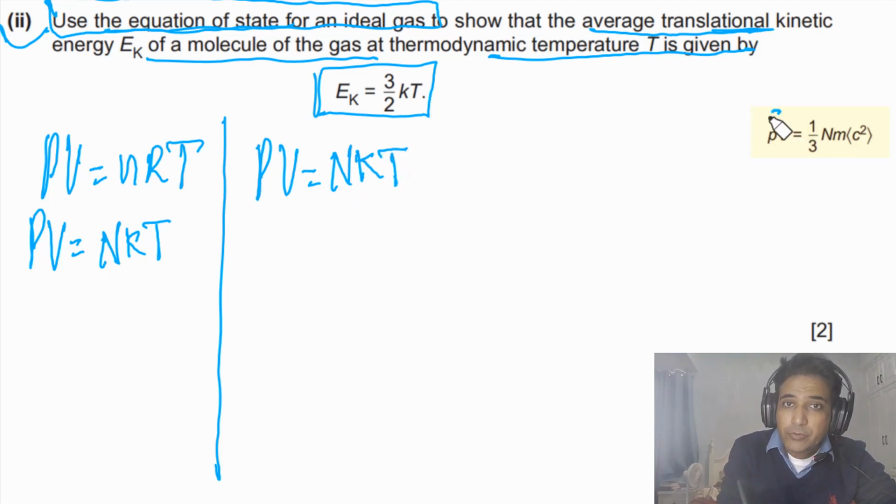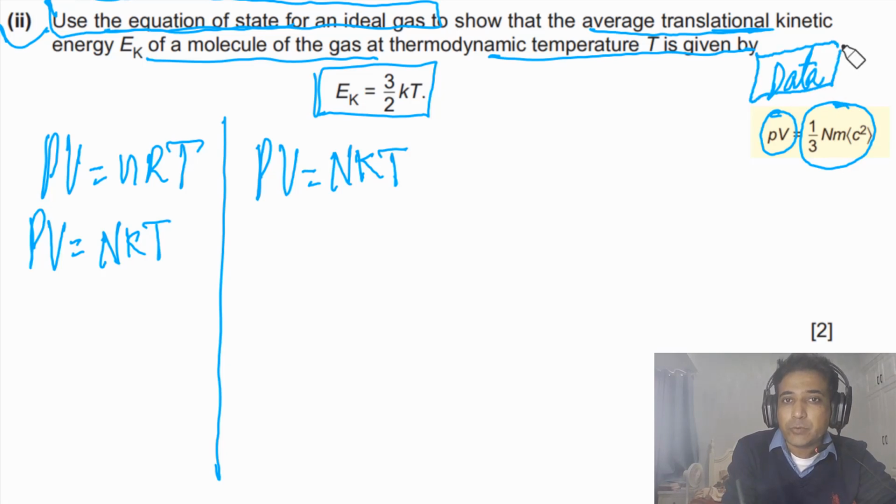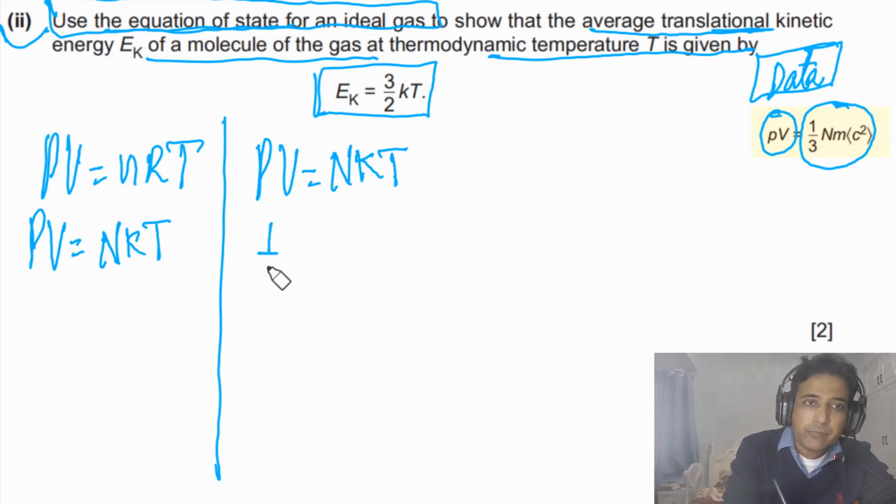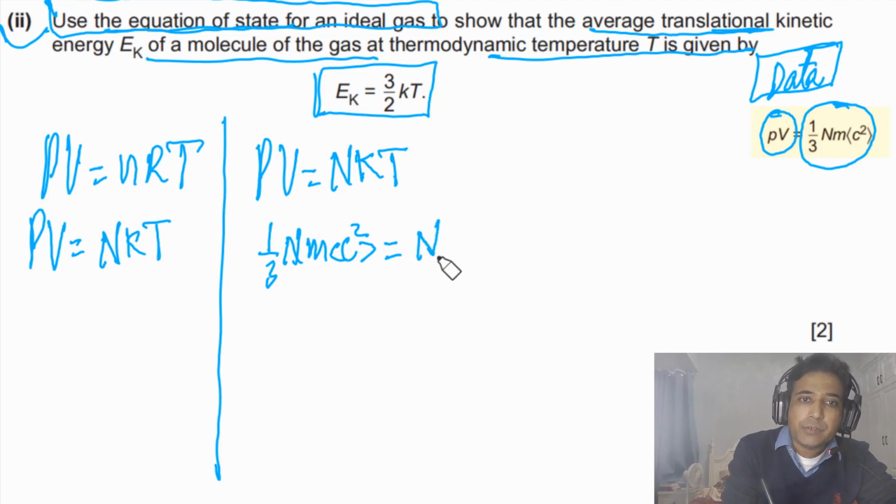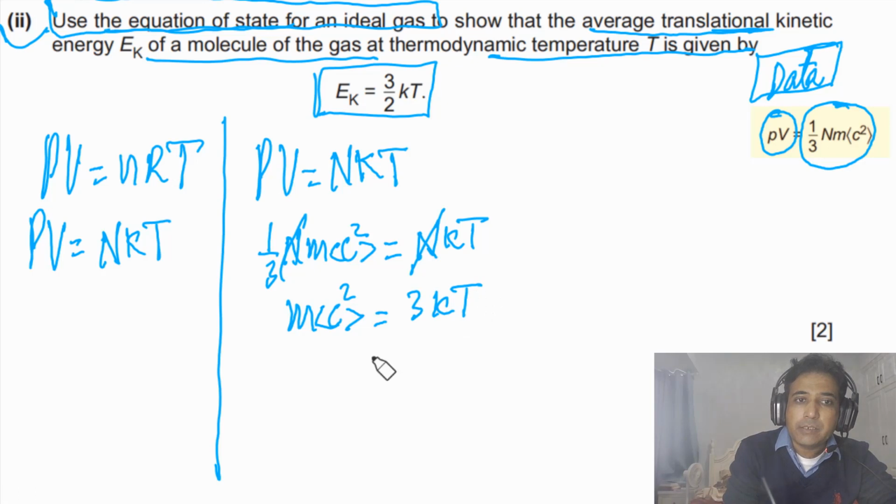At the beginning of the question, it is given to us that PV is equal to this, and you can also find this one in the data. In the given equation, this is also given. So we can replace PV with 1 by 3 N times m times mean square speed. This is equal to N times k times T. N is common, so we can cancel it. So here we have m times mean square speed, which will be equal to 3 times kT.